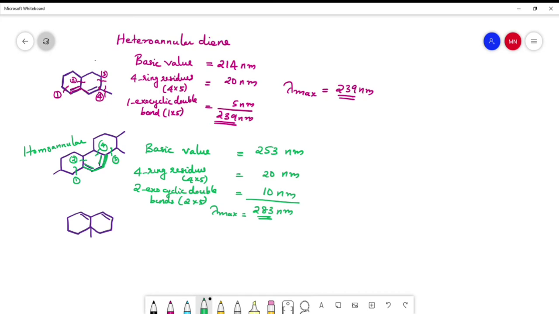Now let us look into the third one. Here, this happens to be a heteroannular diene system. So obviously the base value will be 214 nanometer. Now you have to look into the alkyl substituents or ring residues. So here there is one, second one, and third one.